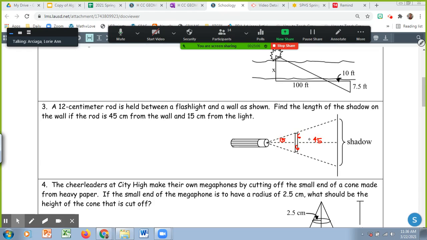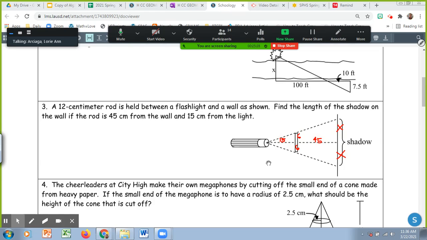But in this case here, since this is the distance from the light, you have to split that up. So this is going to be X. And this is also going to be X. Right? Because 15 is not a side, it's the altitude. It's the distance from the light to the rod.